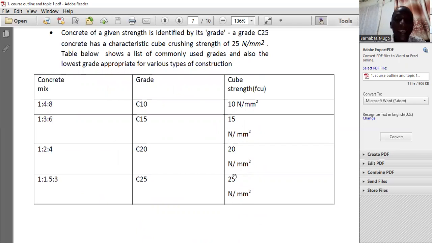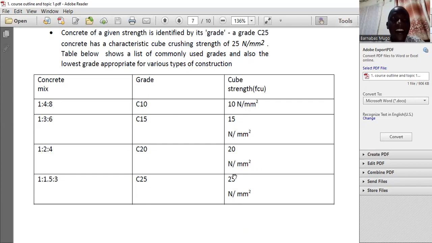So you have a concrete mix of 1:4:8, meaning 1 part of the cement, 4 parts of the sand, and 8 parts of the ballast. This one is given the code C10, meaning that it has an FCU of 10 Newton per millimeter squared. The strength of that concrete is 10 Newton per millimeter squared. So we have the concrete mix of 1:4:8, which is grade 10. The characteristic cube strength of the concrete is 10 Newton per millimeter squared.